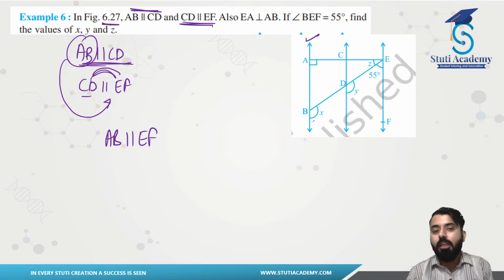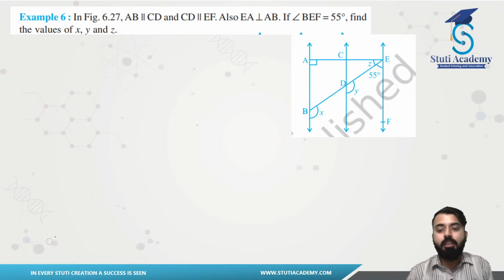So AB is parallel to CD, so X will be equal to Y. Corresponding angles, one is on the inside, another one is on the outside. Then you know CD is parallel to EF. So this angle right here and this angle right here, if I consider this one as my transversal, let me erase this. If I look at this figure, AB is parallel to CD. If lines are parallel, then their corresponding angles must be equal. So this angle right here should be equal to this one.